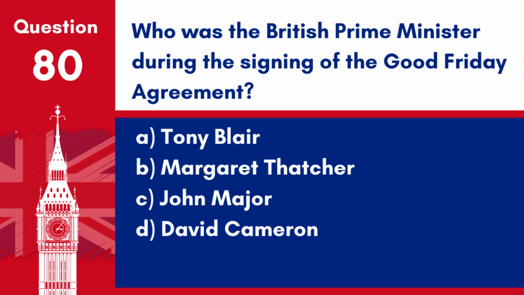Question 80. Who was the British Prime Minister during the signing of the Good Friday Agreement? A. Tony Blair. B. Margaret Thatcher. C. John Major. D. David Cameron. Answer: A. Tony Blair. Tony Blair was the British Prime Minister during the signing of the Good Friday Agreement in 1998, which helped bring peace to Northern Ireland.